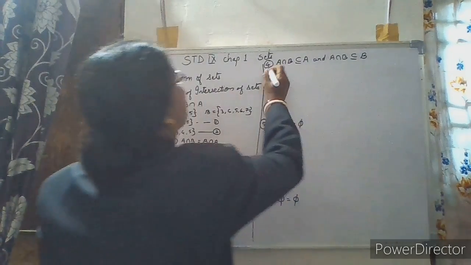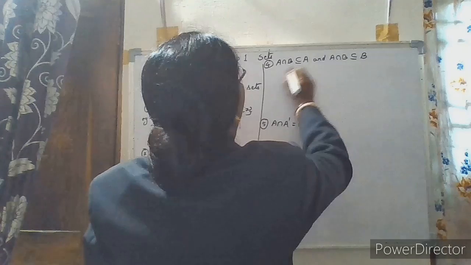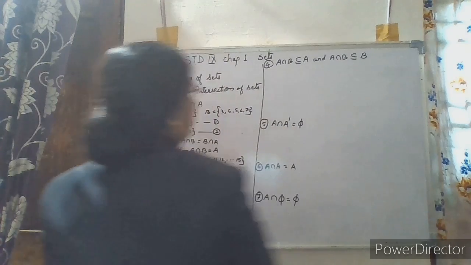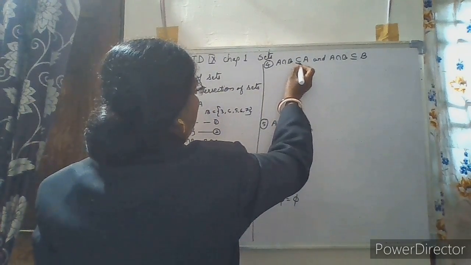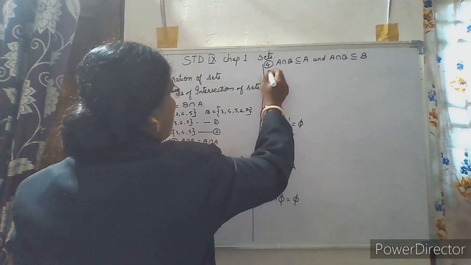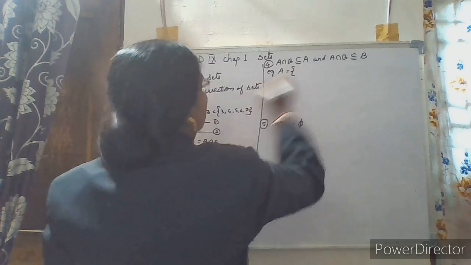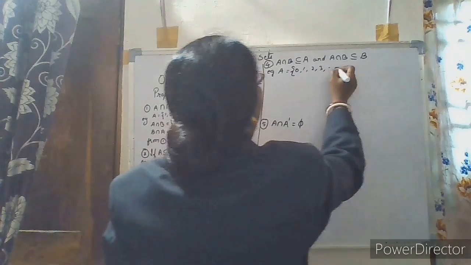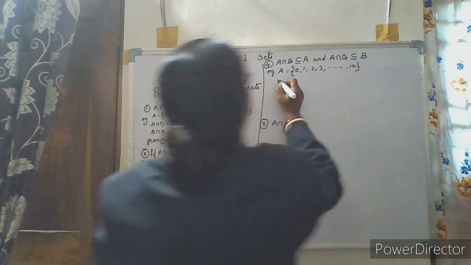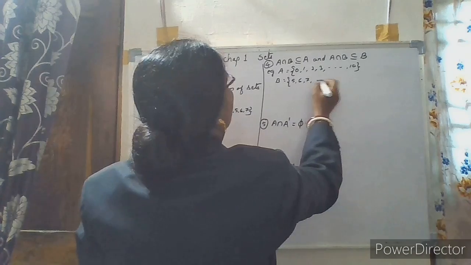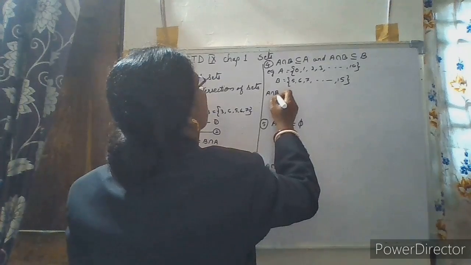Now the fourth property: A intersection B is a subset of A, and A intersection B is a subset of B. A intersection B is always a subset of A. Let us take two sets, set A and set B. Now, what is A intersection B?